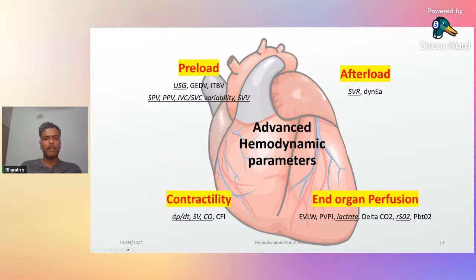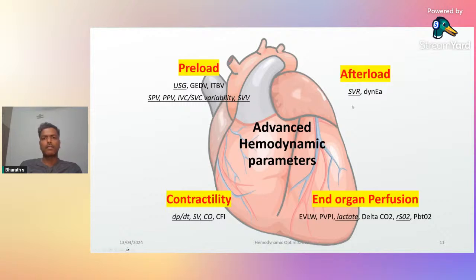For contractility, if you do an echo, you can look at how the contractility is directly. But that variable becomes subjective. So objectively, you can measure it by looking at dP/dt or stroke volume or cardiac output from an advanced cardiac output monitor.